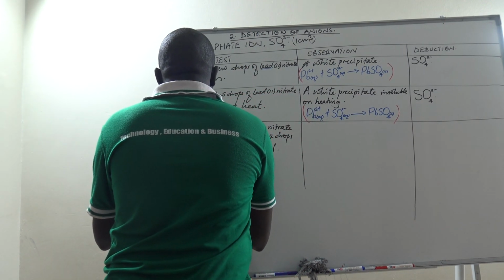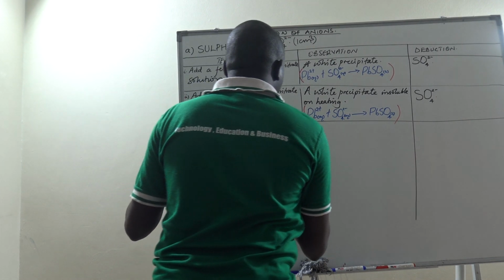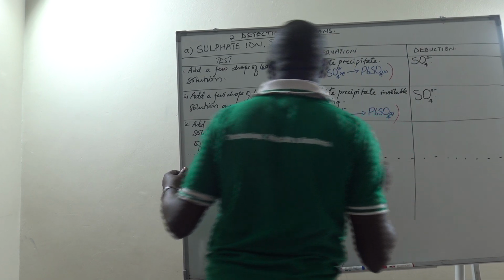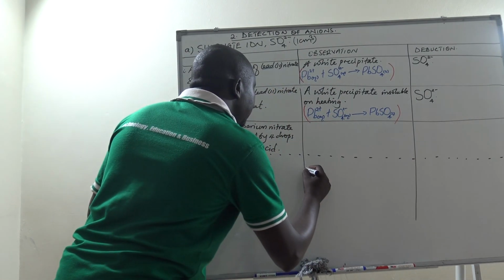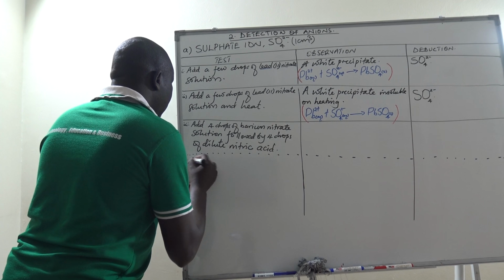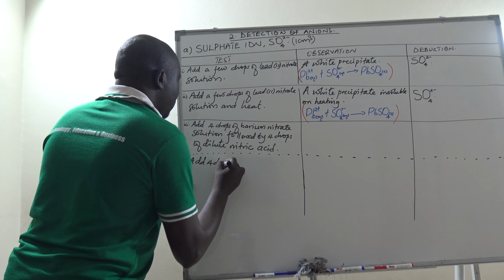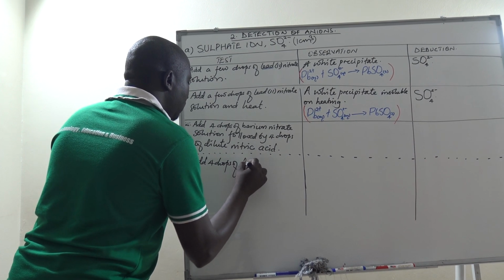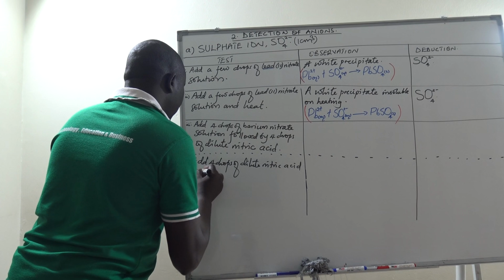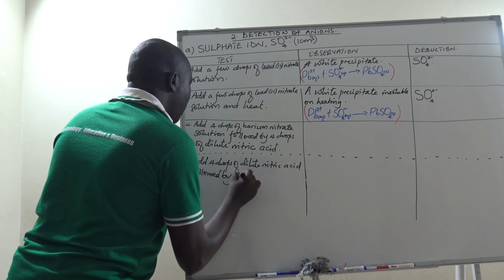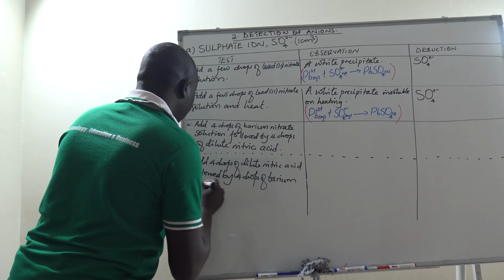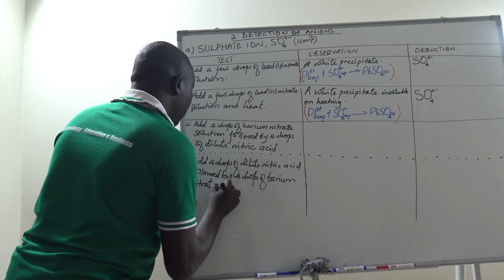As well, we can have this test carried out in a different way altogether. Let me use dots here to show that these are the same reagents, only that the order of the addition of the reagents may vary a little, as we can see from here. We can also say add 4 drops of dilute nitric acid followed by 4 drops of barium nitrate solution.